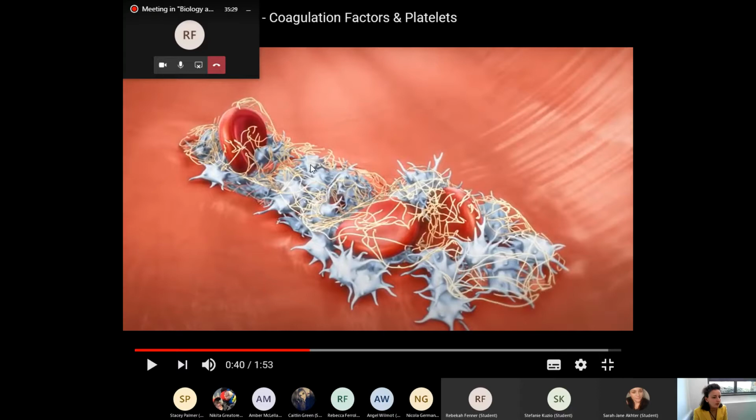Does anybody know the name of a condition where people do not clot blood? They're unable to. Hemophilia, exactly. So when we get to genetic disorders, we are going to come back and talk about hemophilia at that point.